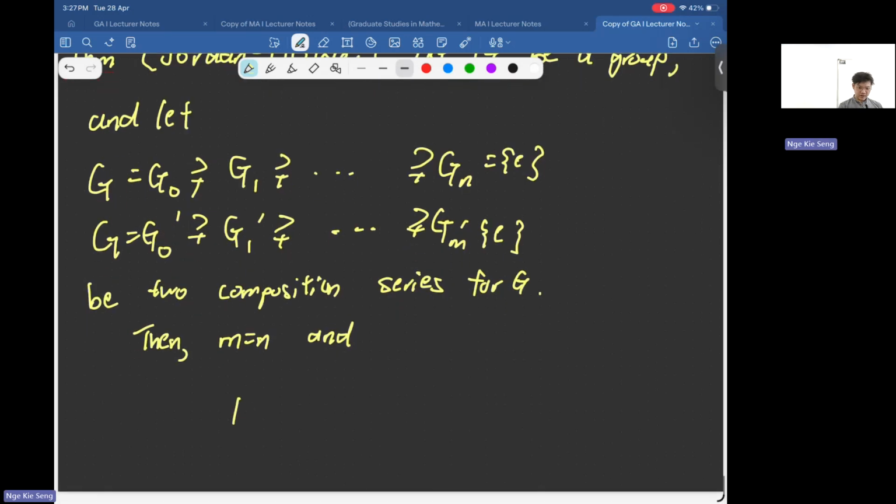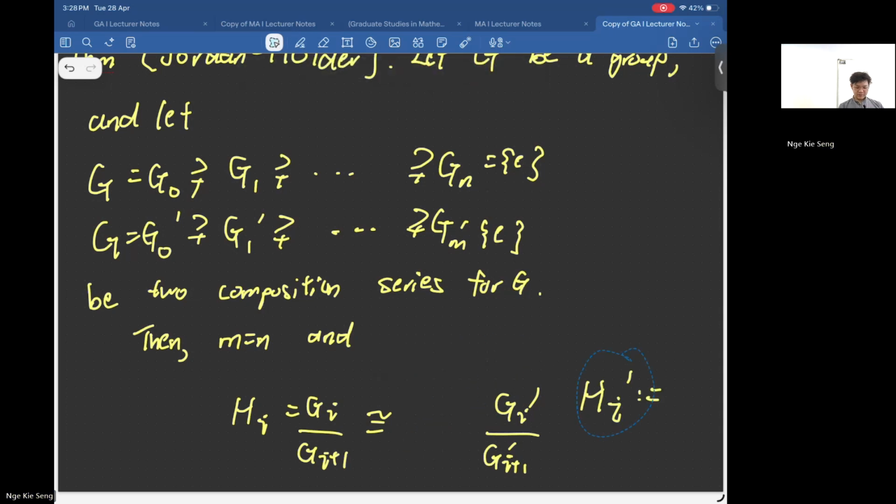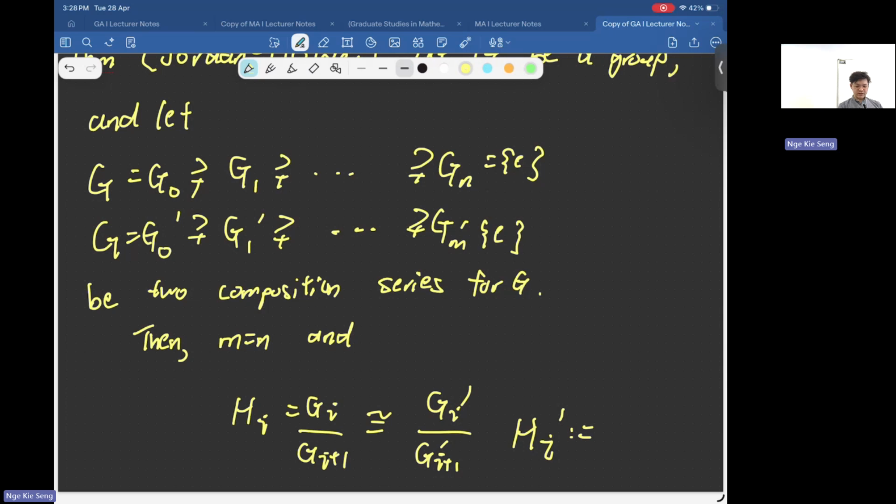And the list, hi equals gi over gi plus 1, and let's say hi prime equals gi prime over gi plus 1 prime. They should be isomorphic, it could be up to order, up to permutation.